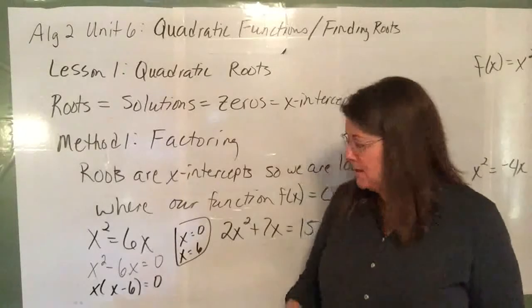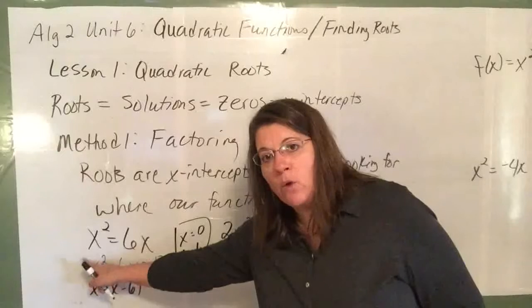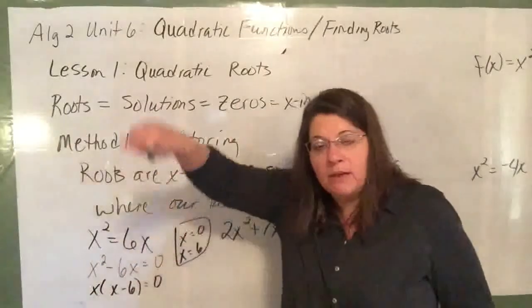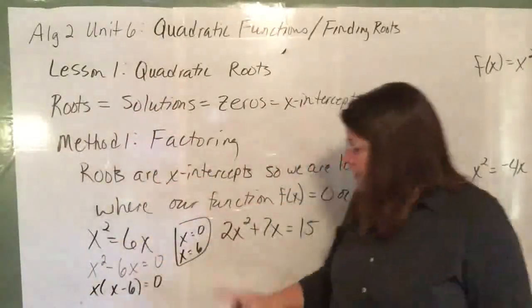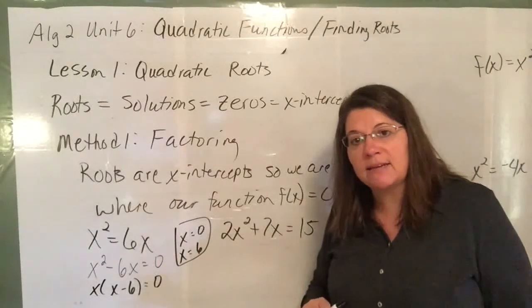And what that means is, the x squared coefficient was a positive 1, so we know it's a parabola going up, and we know that it will cross the x-axis at 0 and it will cross the x-axis at 6.